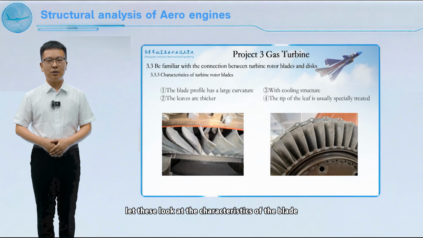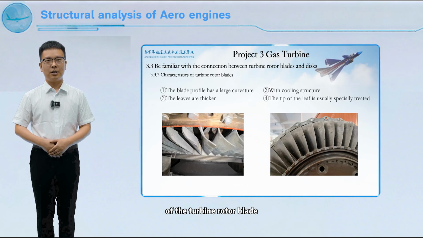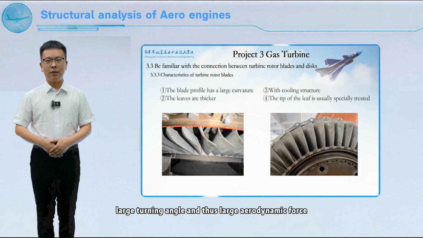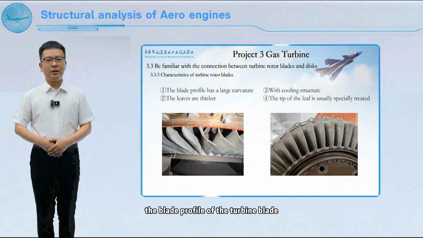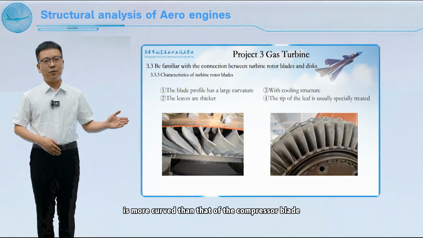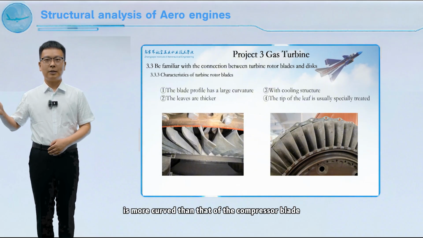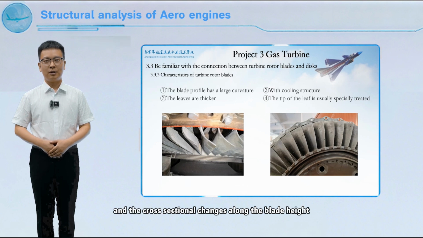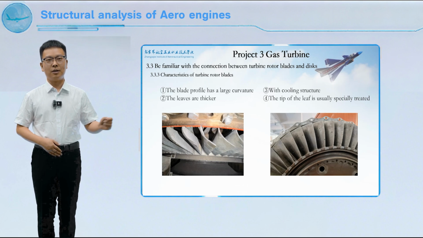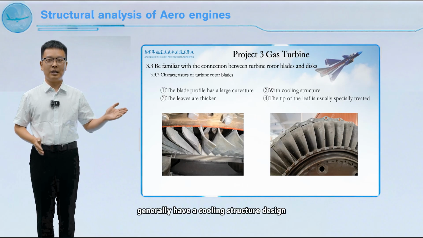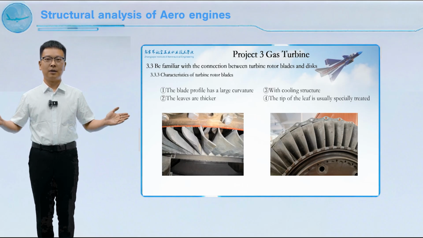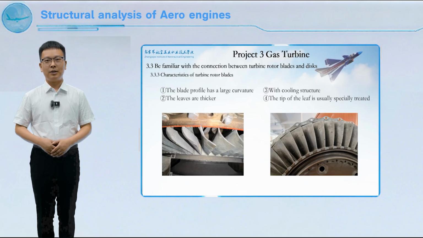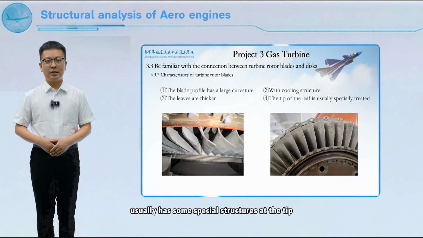Next, let's look at the characteristics of the blade of the turbine rotor blade. Due to the high turbine airflow velocity, large turning angle, and thus large aerodynamic force, the blade profile of the turbine blade is more curved than that of the compressor blade. The blade body is thicker, and the cross-sectional changes along the blade height are also more obvious. Many turbine blades generally have a cooling structure design. In addition, the turbine blade usually has some special structures at the tip.